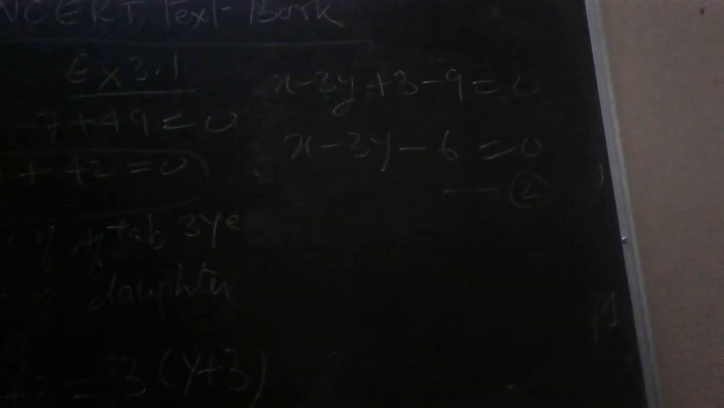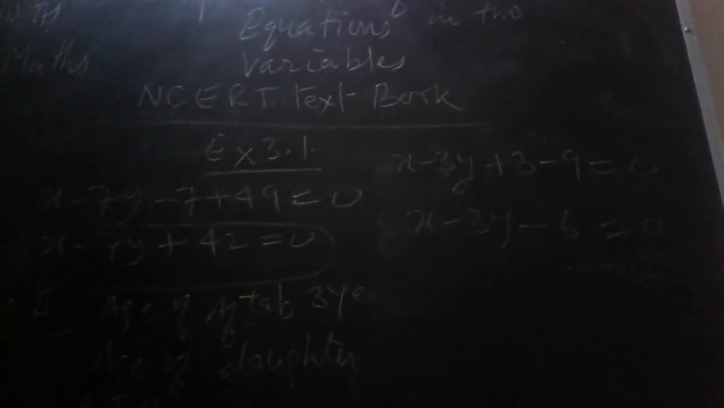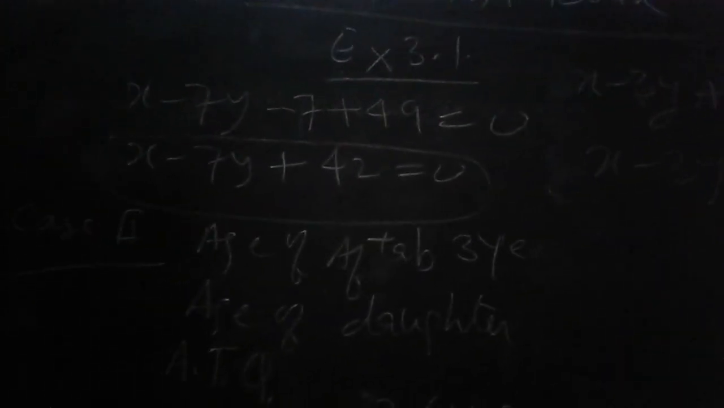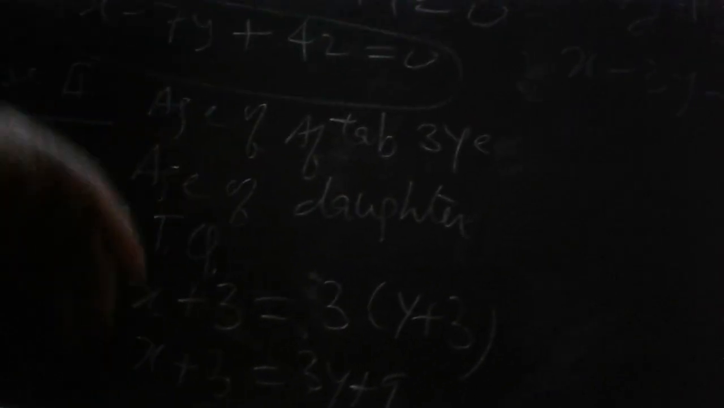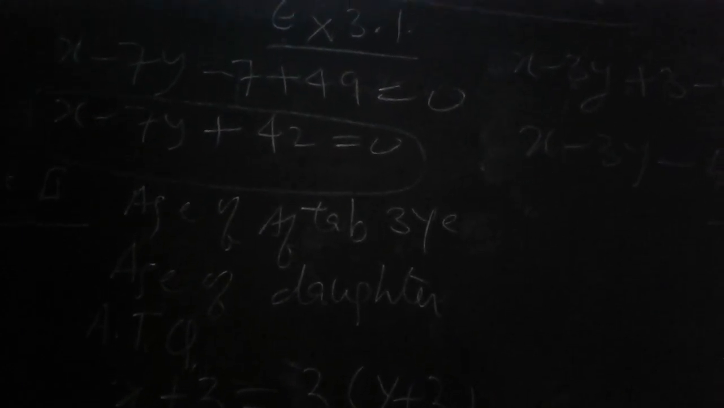Now two statements we were given, and we have represented these two statements in the form of linear equations in two variables. x minus 7y plus 42 is equal to 0 is the representation of the first condition. x minus 3y minus 6 is equal to 0 is the representation of the second statement in the form of linear equations in two variables. In this way we can represent the given conditions in the form of linear equations in two variables.